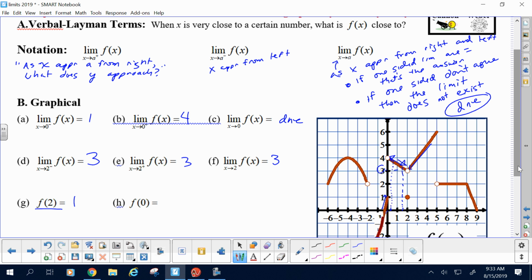What about f at 0? Yeah, it's not a very hard point, but it is solid there, and so it is. All right. So that's the graphical expectations for being able to read a graph and do it. Is that cool? Usually that's pretty good for students.